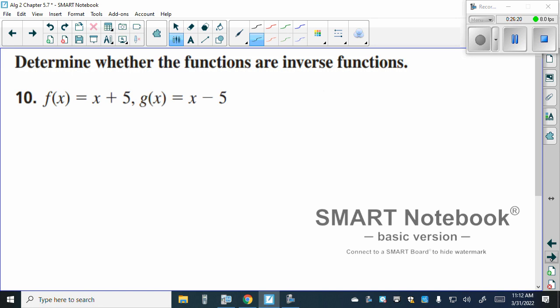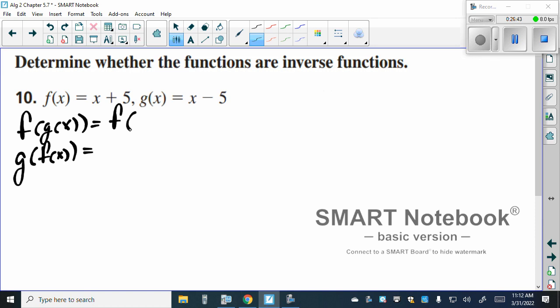Determine, not so much. So here we want to see if f of g of x gives us the same thing as g of f of x. F of g of x and g of f of x give us the same thing. Now luckily these are actually quite simple to do. Because for us here, g of x is what? X minus 5, yes? So we replace g of x with x minus 5.